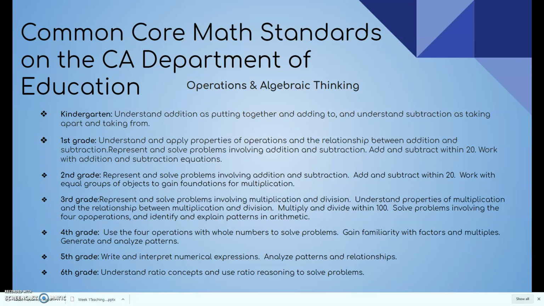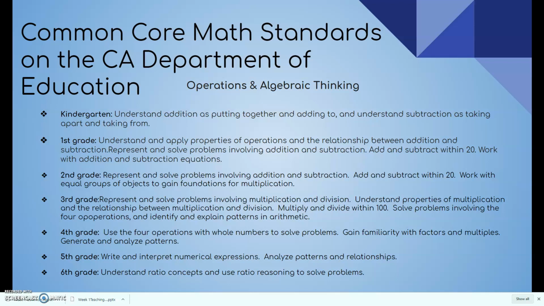By second grade, we want them to represent and solve problems involving addition and subtraction, as well as add and subtract within 20, the same as first grade. We also want them to work with equal groups of objects to gain foundations of multiplication. By third grade, represent and solve problems involving multiplication and division, and understand properties of multiplication and the relationship between multiplication and division. We want them to multiply and divide within 100.